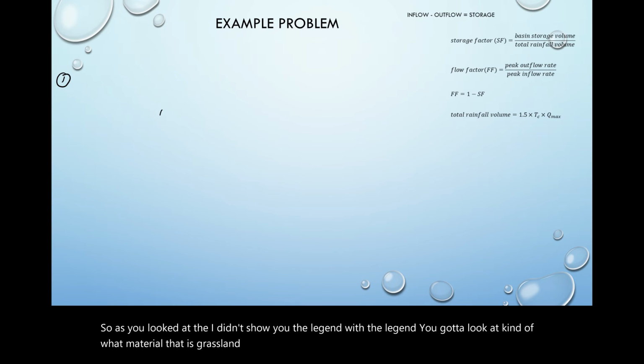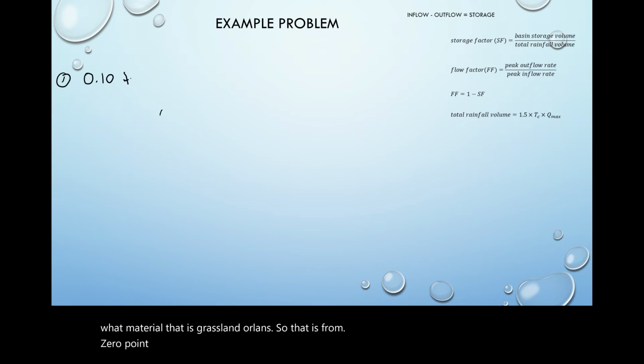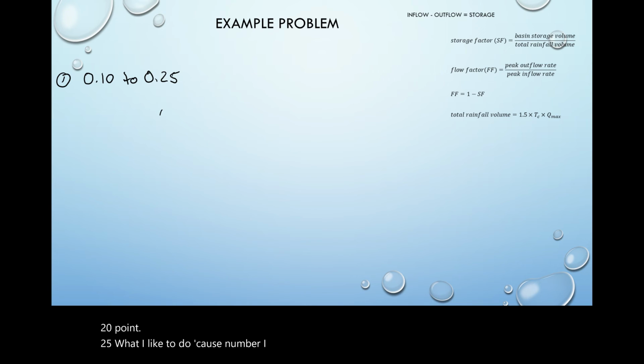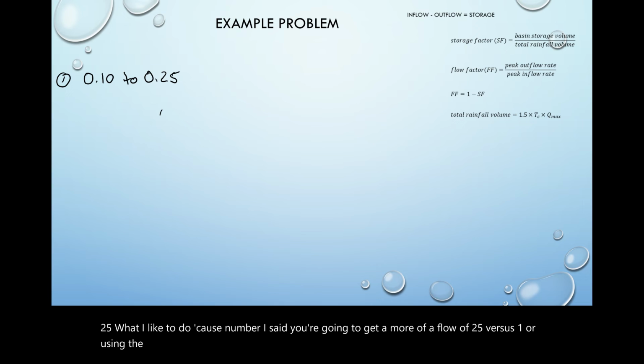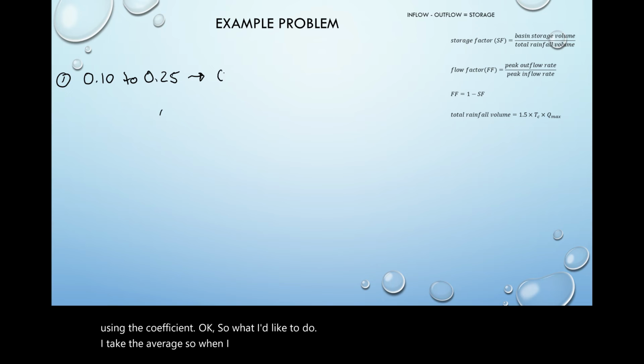So that is from 0.10 to 0.25. What I like to do, because remember I said you're going to get more of a flow with 0.25 versus 0.10 using the coefficient, is take the average. So when I take the average, I get 0.175. That's the answer to problem 1, the pre-development runoff coefficient.